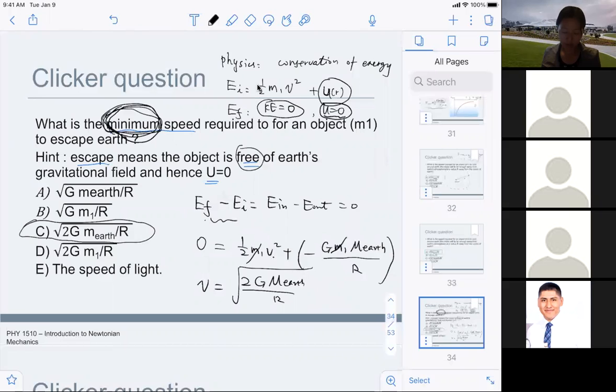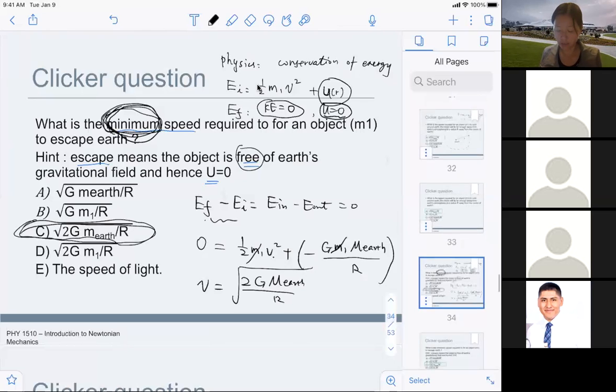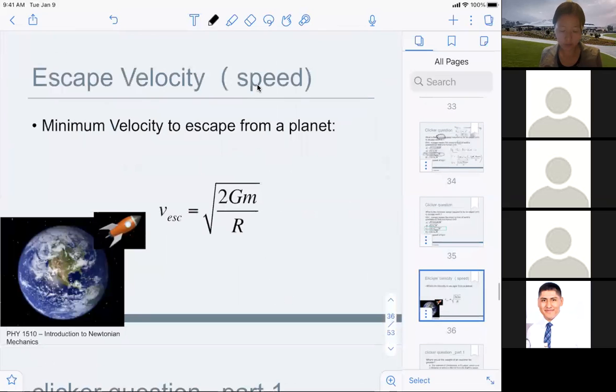So this equation is universal. You can switch the mass of the Earth to be anything, like any planet. What is the escape velocity required for Mars? Then you will do the square root of 2G times the mass of Mars divided by the radius of Mars. That is the escape velocity for that particular planet, and that is a universal equation that you can use for any planet. So the minimum velocity required to escape from any planet is the square root of 2 times G times the mass of that planet divided by the radius of that planet, as a rough estimate.